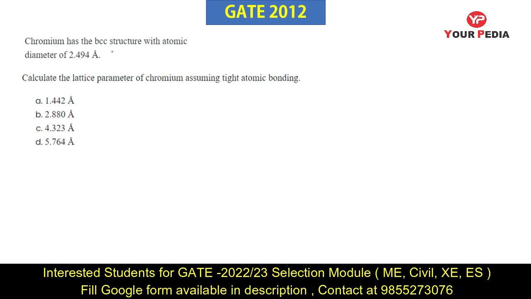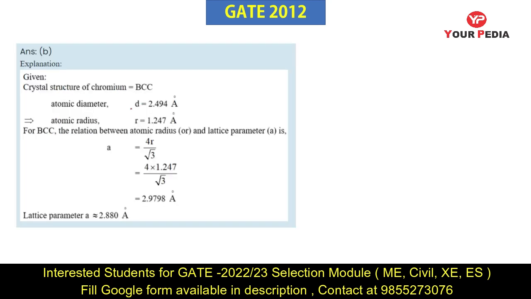Now, chromium has a BCC structure with the atomic diameter given. Calculate the lattice parameter of chromium assuming tight atomic bonding. It is a very simple question. We have to calculate the lattice parameter. For chromium the structure is BCC, and for BCC there is a relation between atomic radius and lattice parameter a. If the diameter is given, you can calculate the radius, and from the radius you can calculate this parameter.